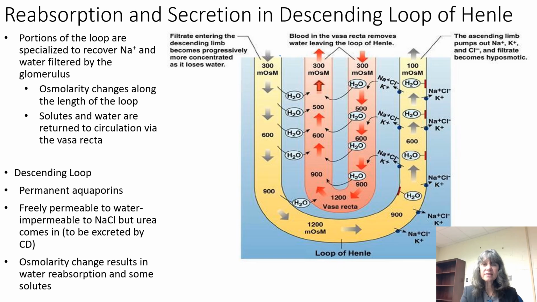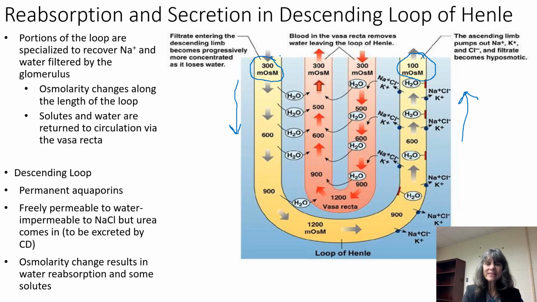The loop consists of two main portions. There is a descending limb or descending loop and an ascending limb or ascending loop. And you'll notice that the osmolarity in the beginning of this journey is higher as it starts in the descending loop than it is at the end in the ascending loop.